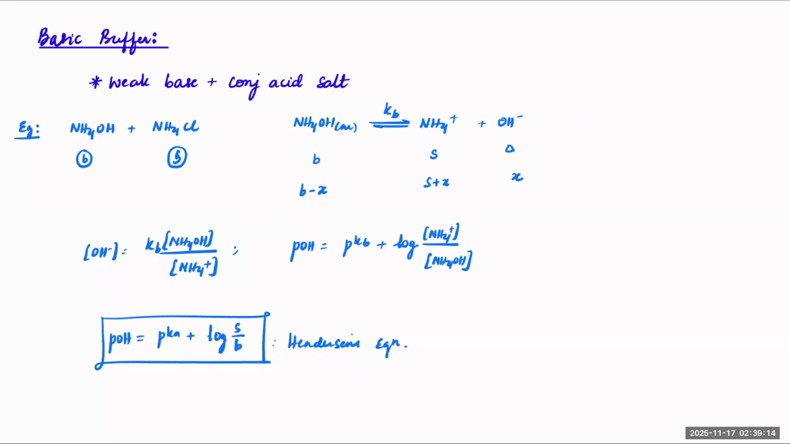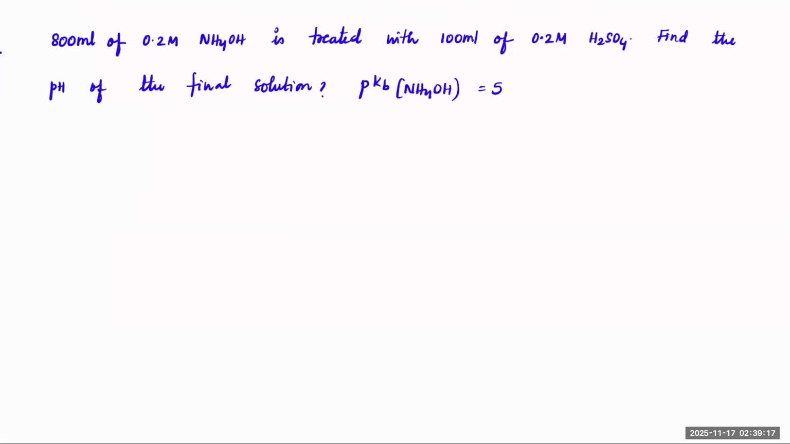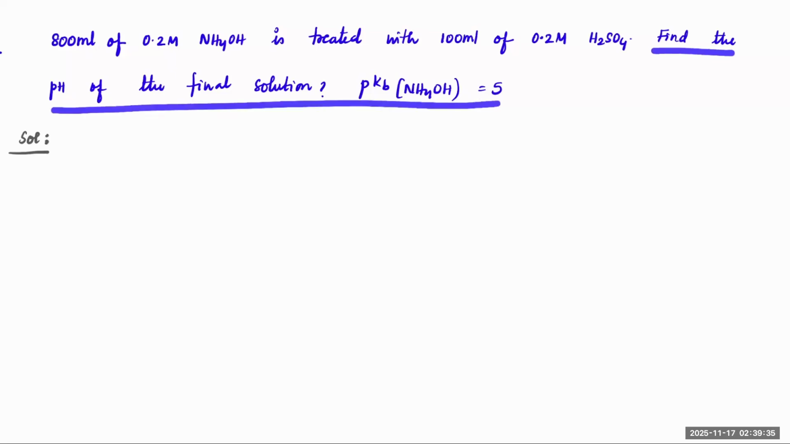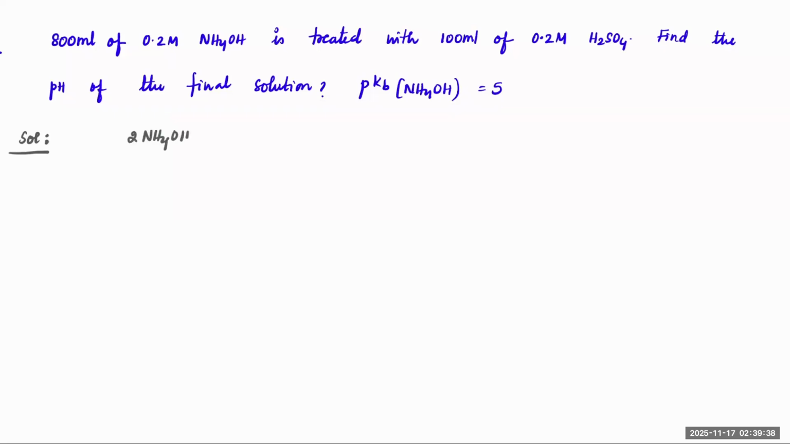See how the questions are framed here. Look into this question. Very easy ones. 800 ml of 0.2 molar NH4OH is treated with 100 ml of 0.2 molar H2SO4. Find the pH of the final solution. So basically the reaction is happening like this. 2 moles of NH4OH plus 1 mole of H2SO4, an acid-base reaction, we are expecting this to form ammonium sulfate plus H2O.